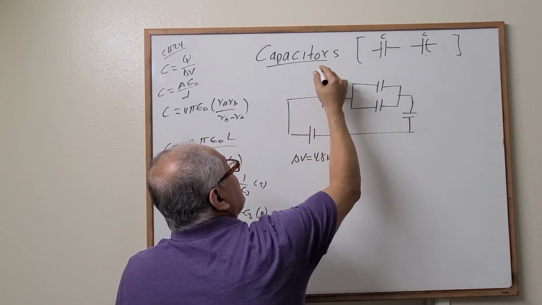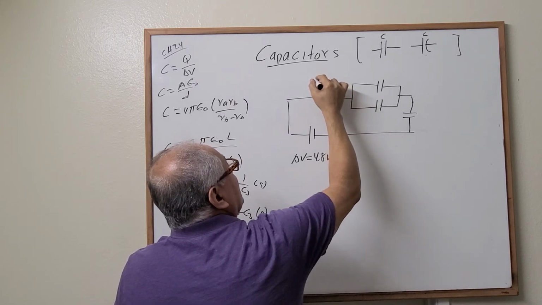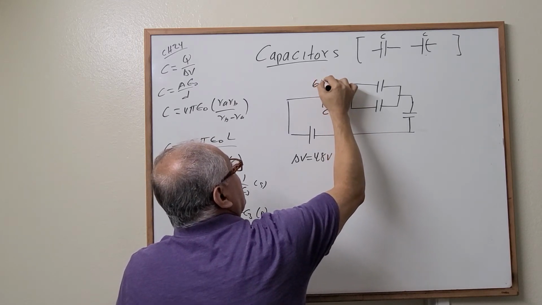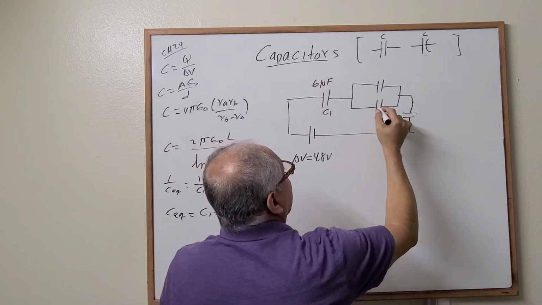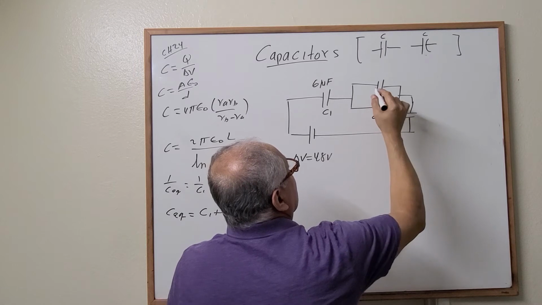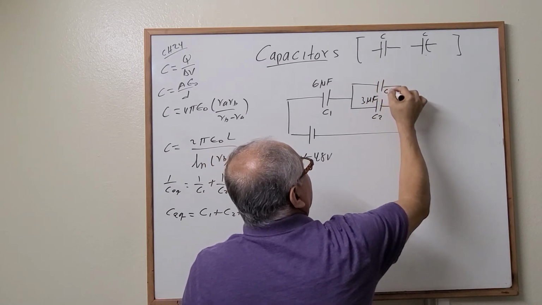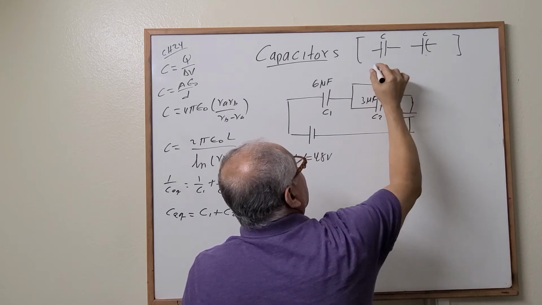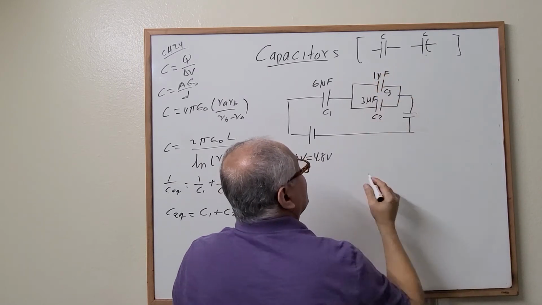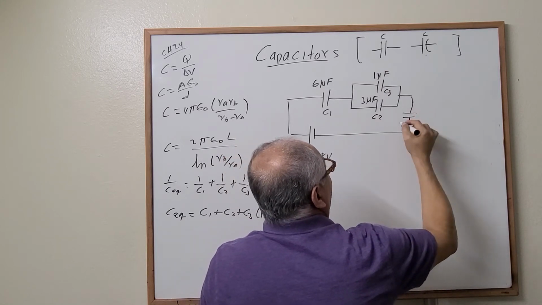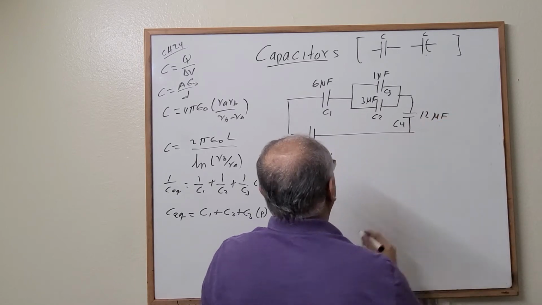This is capacitor 1, correct? And this is equal to 6 microfarad. This is capacitor 2, right? This is 3 microfarad. This is capacitor 3, correct? It's going to be 1 microfarad. And this is capacitor 4, right? And this is, let's say, 12 microfarad.